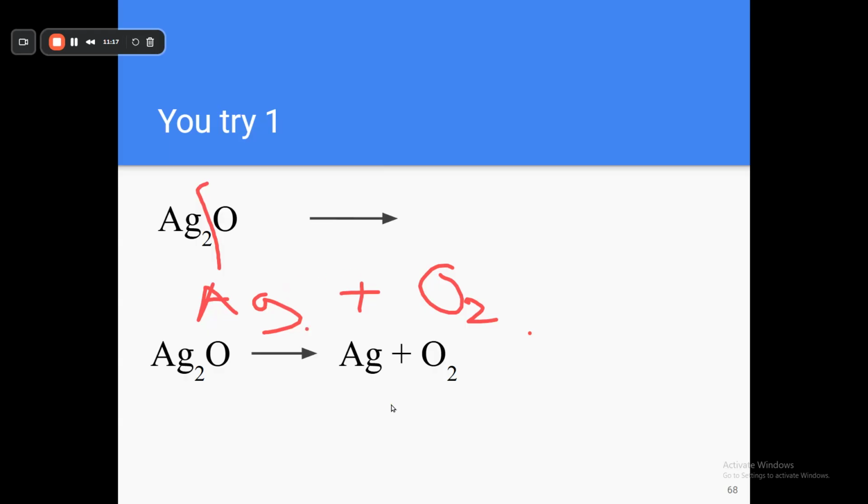And now that you have it nicely written, think about balancing. You've got 2 silvers, 1 silver, but you have 2 oxygen. So I would balance the oxygens first. We're going to put a 2 here. Then that's 2 times 2. That gives me 4, and a 4 in front of the silver. And that is balanced.